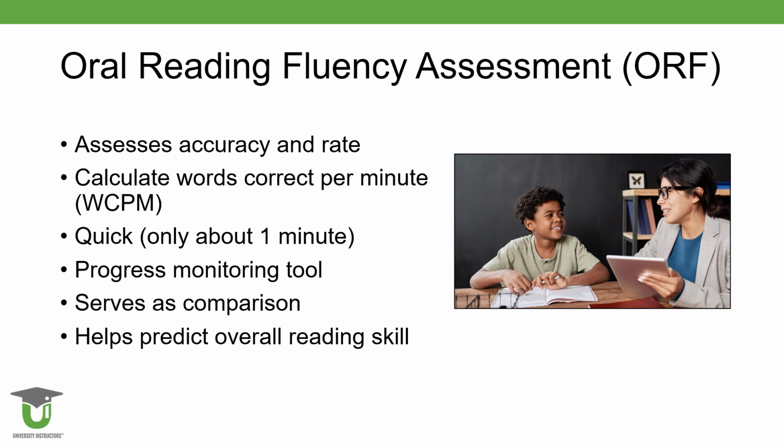We have learned that oral reading fluency is the ability to read text accurately, at an appropriate rate, and with expression. Oral reading fluency assessments, or ORFs, are a commonly used tool for assessing accuracy and rate. During an ORF assessment, students read a grade level passage aloud for 1 minute while the teacher notes any errors. The total words correct per minute, or WCPM, is then calculated.